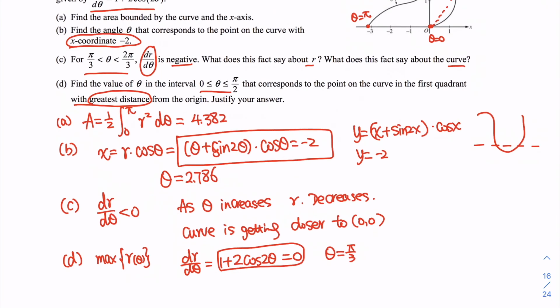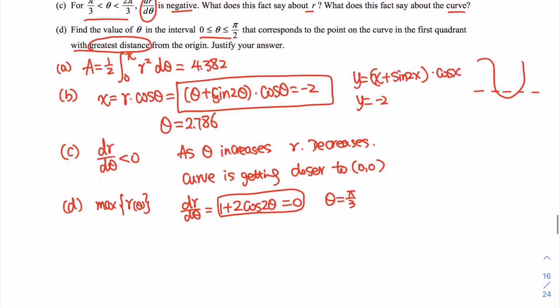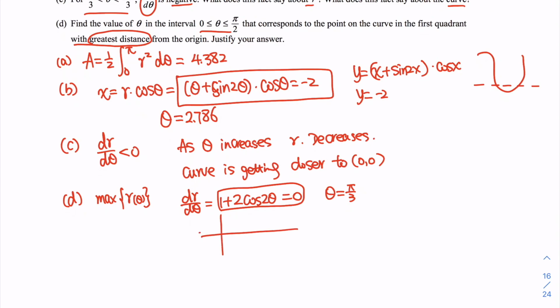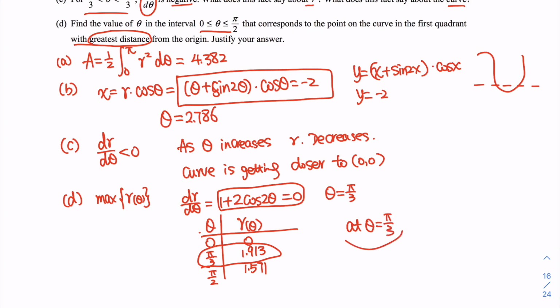In a closed interval, we have to make a chart. So theta, which is 0, pi over 3, and pi over 2, and r of theta, you can plug into your calculator. Give us 0, 1.913, 1.571. So our maximum value is at theta equals pi over 3, and our maximum distance is 1.913.